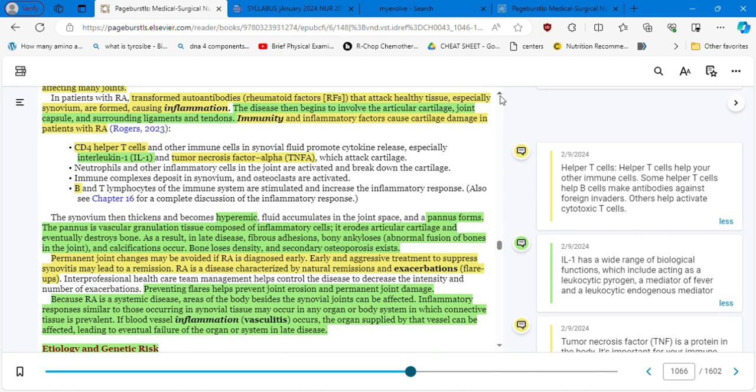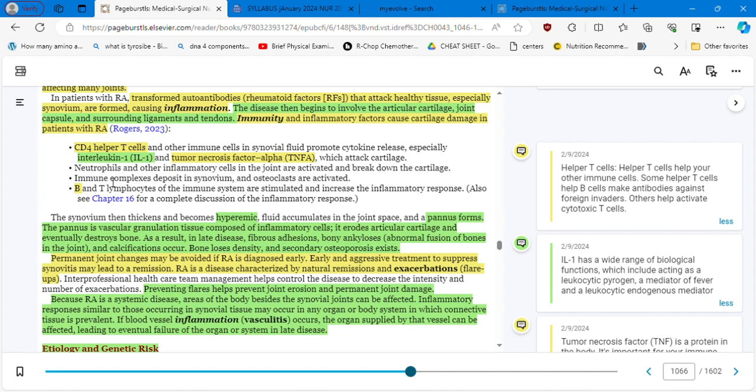So then you have the T cells signaling that something is going on. Please, B cells, be ready, prepare antibodies. Then interleukin is feeling that there is some infection, fever, whatever. And then the tumor necrosis factor is coming into place to cause inflammation, right? Which attacks cartilage. Neutrophils and other inflammatory cells in the joint are activated and break down the cartilage. We know that the neutrophils are the biggest, the larger army under the umbrella of the white blood cells, right?